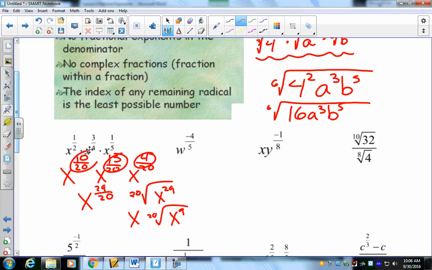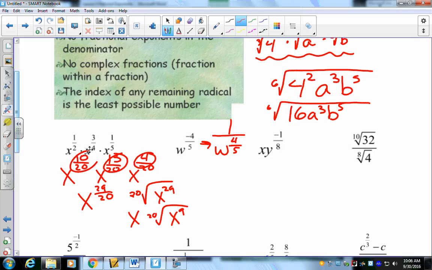All right, looking at my next example. So let's take a look. Let's see what can be done. I only have one base, so that's nice, but I notice a negative. Can't have a negative. So with that being said, this negative is telling me that this is the same thing as this. All right, so am I done? No, because now I have a fraction in my denominator. And even if I were to rewrite that in simplest radical form, I would have a radical in my denominator.